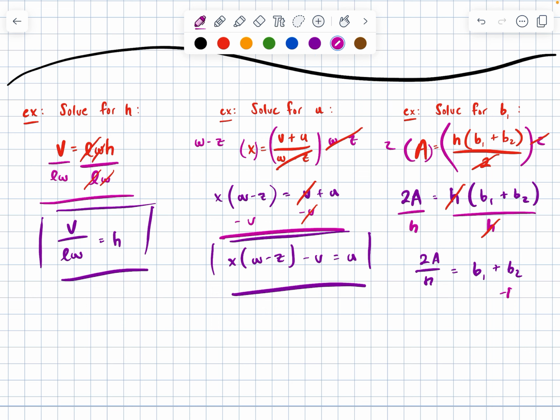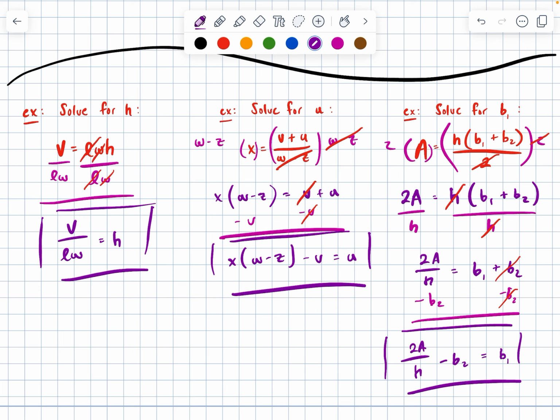Last thing between me and the b sub 1 by itself, I'll subtract the b sub 2 from both sides. On the right side, they undo each other. And on the left, I've got 2a over h minus b sub 2 will give me the length of my first base.